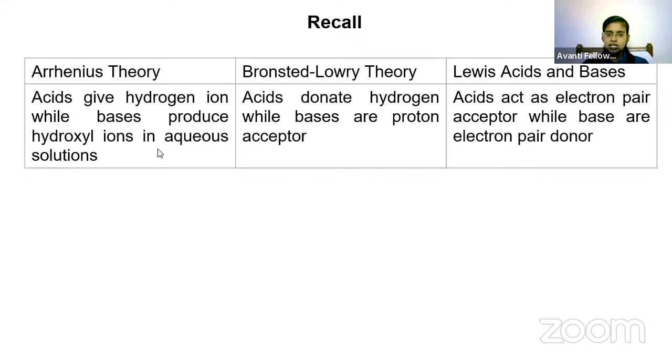According to Arrhenius, acids will give hydrogen ion and bases will produce hydroxyl ion. According to Bronsted-Lowry, acids will donate a proton while the bases are proton acceptors. And according to Lewis theory, acids are electron pair acceptors and the bases are electron pair donors. So these are the three theories we have discussed.